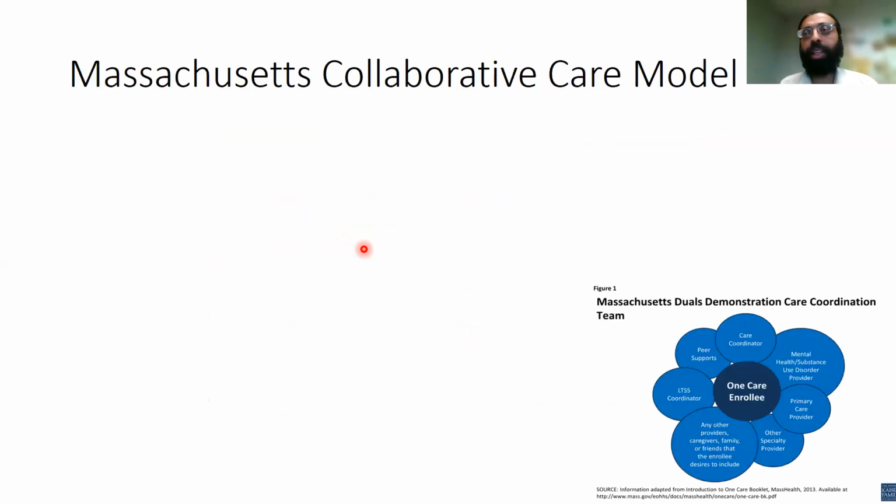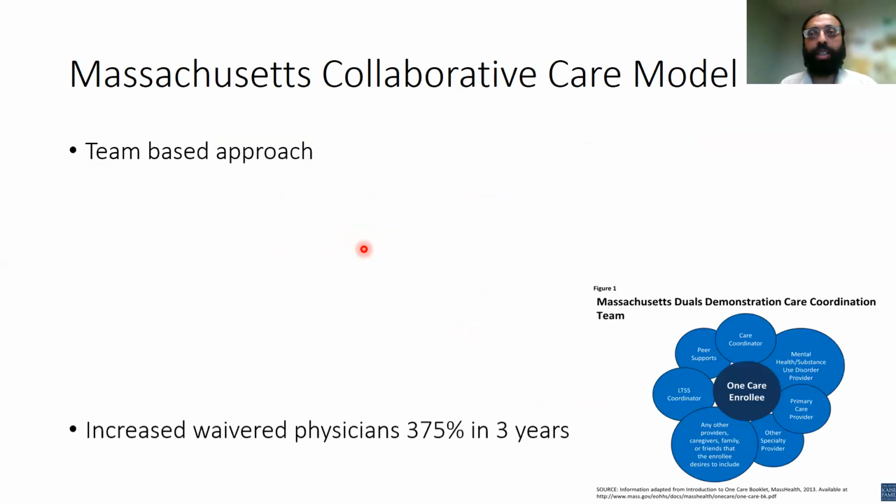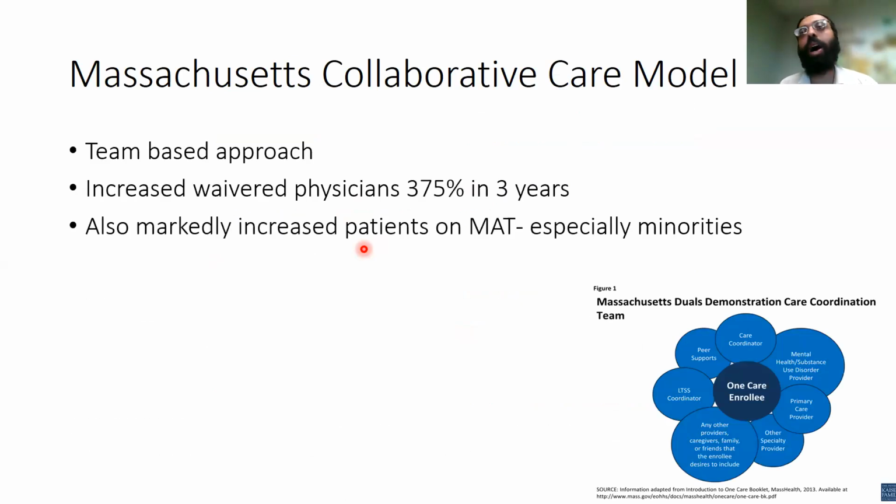And then we'll end with a little note on the Massachusetts collaborative care model, which was one of the first models that was studied, kind of a team-based model for treatment of patients with opioid use disorders. Now there are many other models out there, but this was sort of the first one, and so we often like to use it as an example because they had some impressive data.